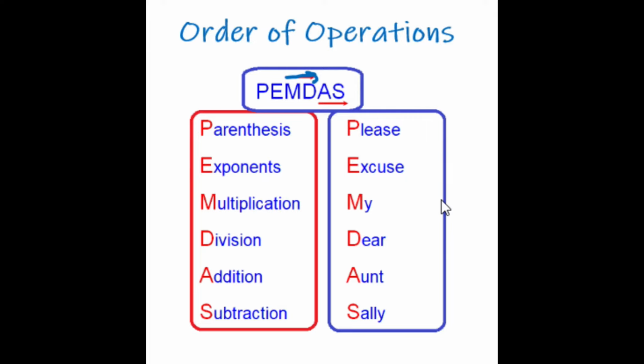The same thing is applied for addition and subtraction. As you can see, there is another arrow at the bottom of A and S. For addition and subtraction, whichever one is on the left again comes first. The order of operation goes from left to the right. This arrow indicates the order goes from left to the right between multiplication and division, and at the same time between addition and subtraction. Again, we need to follow the direction from left to the right.